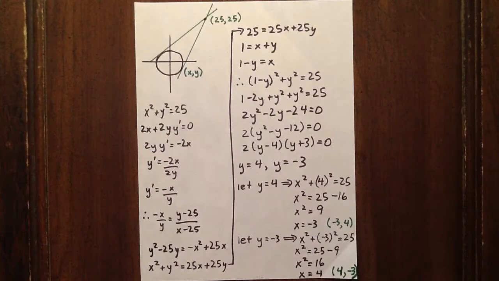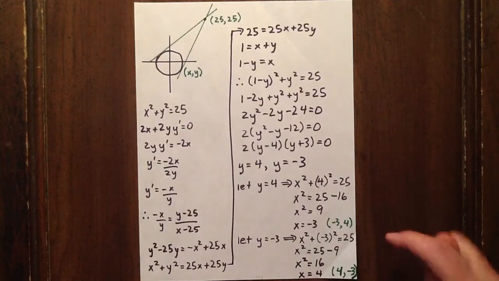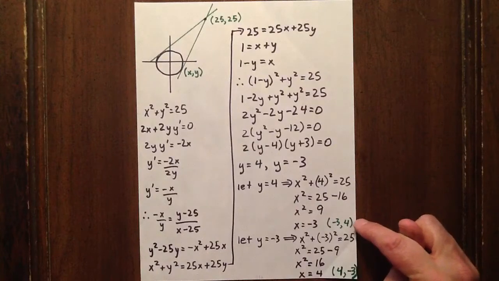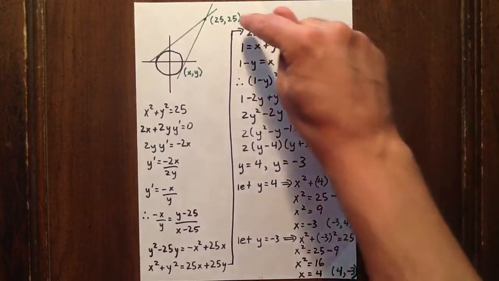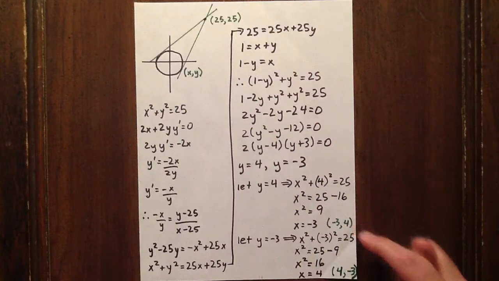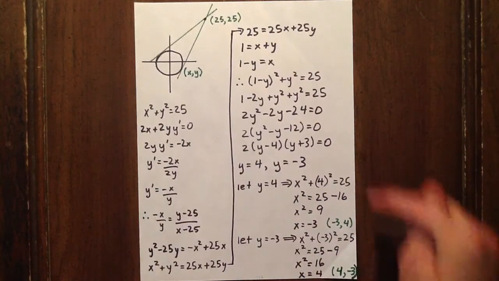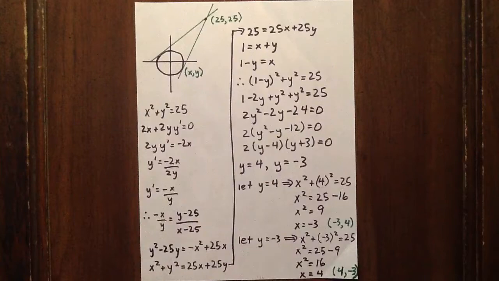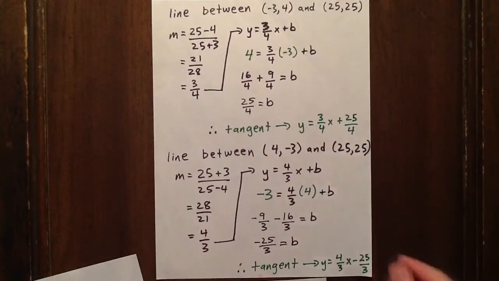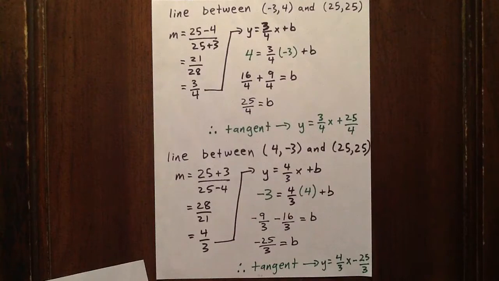And at this point, because the question asked us for the equation of the tangent lines, we're simply going to find the equation of a line going through (negative 3, 4) and (25, 25), as well as the equation of a line going through (4, negative 3) and (25, 25). That work is actually relatively straightforward, especially in comparison to what we just did, and it's shown here.